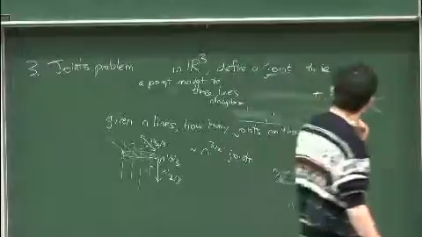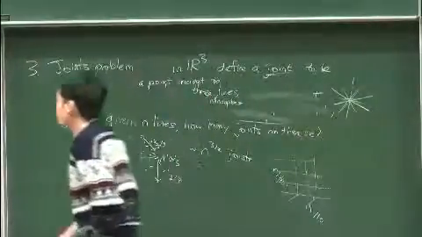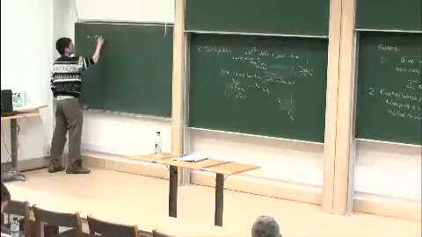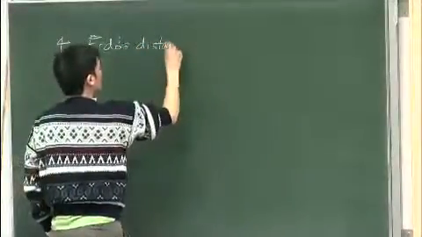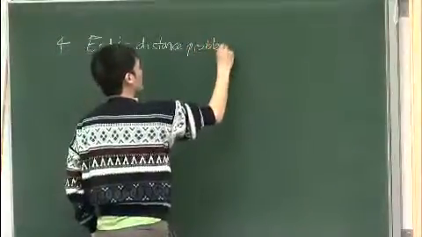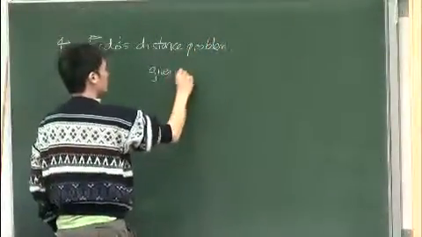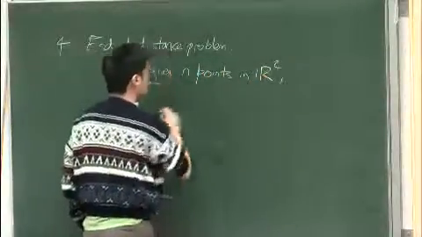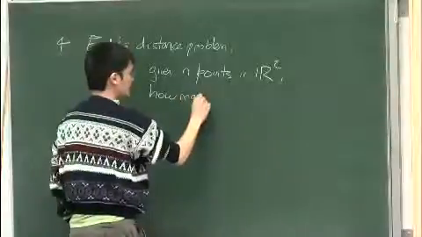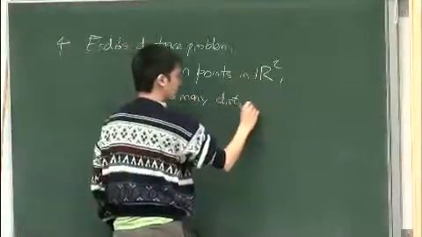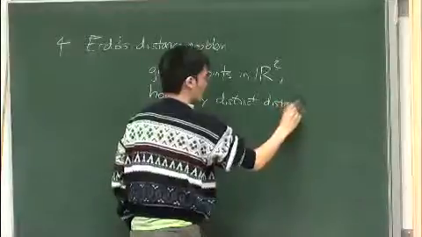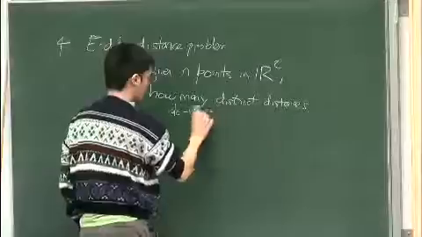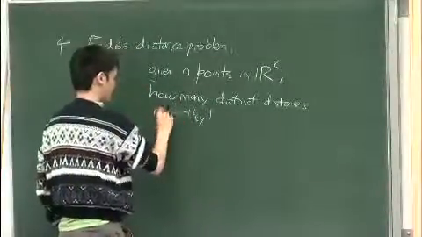Okay, so that's the joints problem, and the last problem I want to mention is the Erdős distance problem. Given n points in R2, how many distinct distances do they form? Or can they form? Or must they form, sorry.